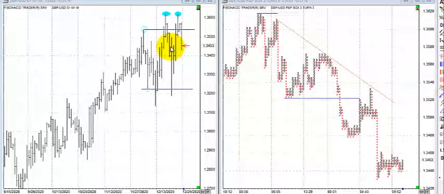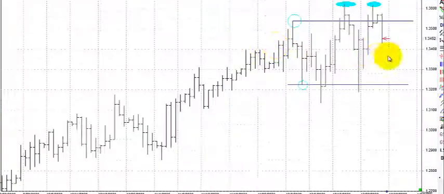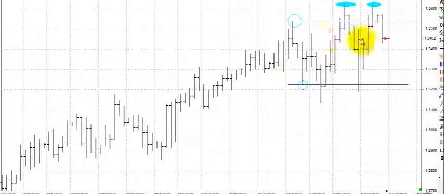So my analysis over the weekend, as I mentioned to my coaching students, was that my expectation is there could be an opportunity to sell the pound dollar, and it could be a pretty decent move. Now, I'm going to go over here to the left chart. This is a bar chart, and you can see this is the daily time frame on the pound dollar.